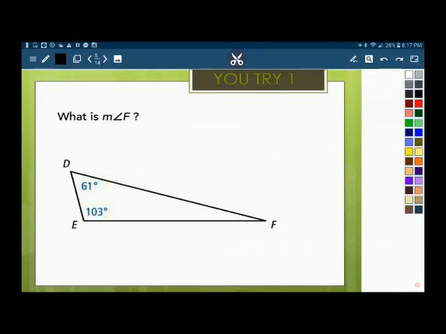Why don't you guys give this a try in your own triangle, in your U-try? It says, what is the measure of angle F?